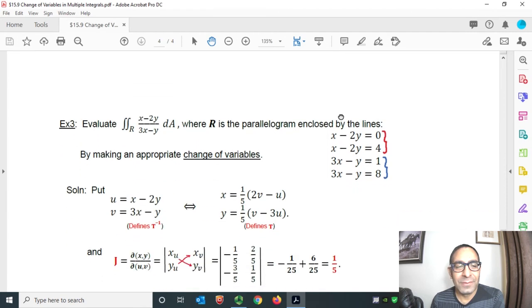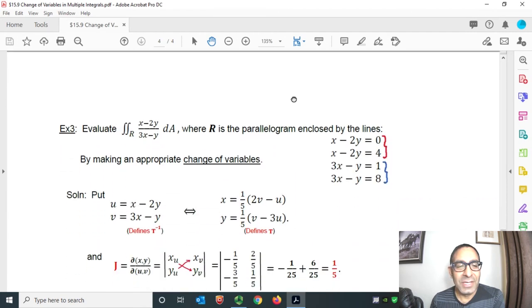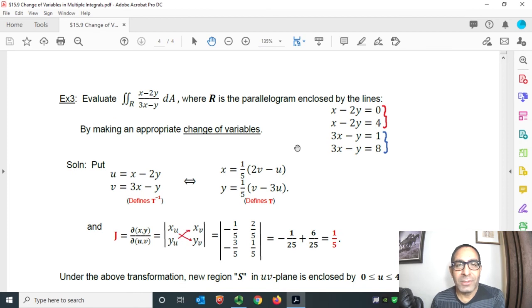Example 3. Awesome. So example 3, evaluate the double integral of this ratio. Here our function is given in fraction form, x minus 2y over 3x minus y. The integration is over R, where R is the parallelogram enclosed by the lines: x minus 2y equals 0, x minus 2y equals 4, 3x minus y equals 1, 3x minus y equals 8.